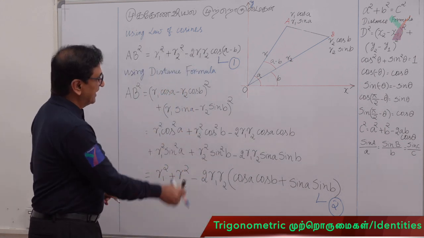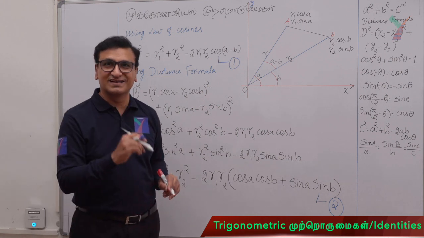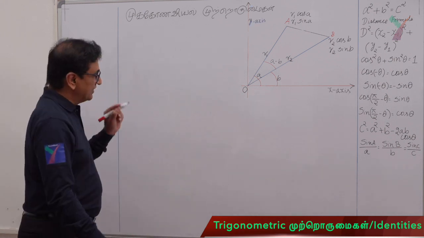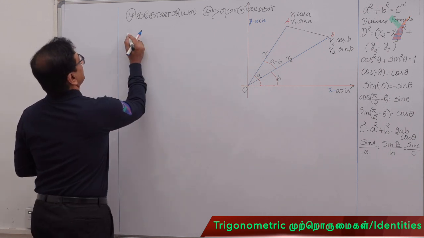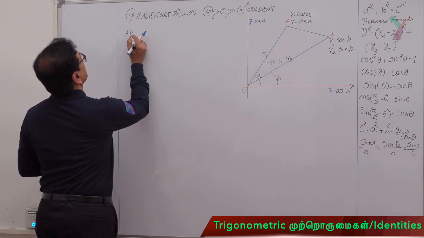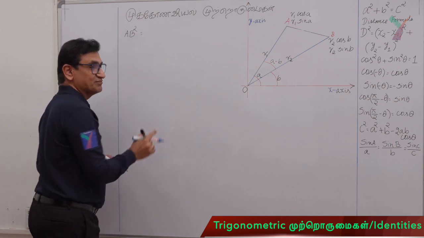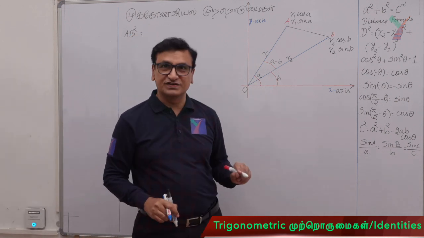I'm going to rub this. இதை அழிச்சிட்டு fresh boardல நான் உங்களுக்கு எழுதுறேன். ஓகே, இதுக்கு முன்னாடி நம்ம equation 1 and 2 என்ன எழுதினோம் நம்ம? ab square using the law of cosine.